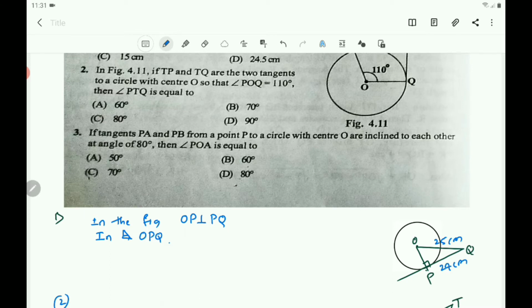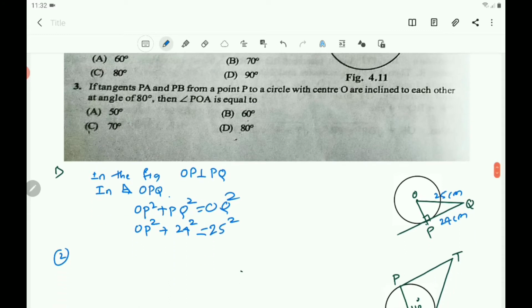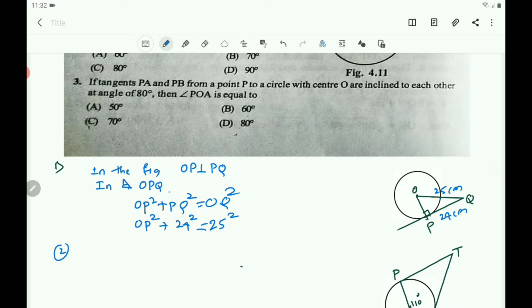You write OP square plus PQ square equals OQ square. Square on the hypotenuse is equal to the sum of the squares on the other two sides. Then OP is to be found out. OP square plus PQ square, PQ is 24, so 24 square, equals OQ square, OQ is 25, so 25 square. Now here you write OP square equals 25 square minus 24 square.